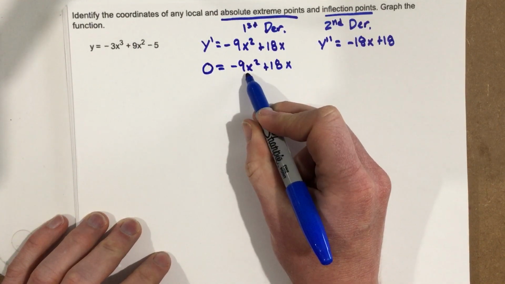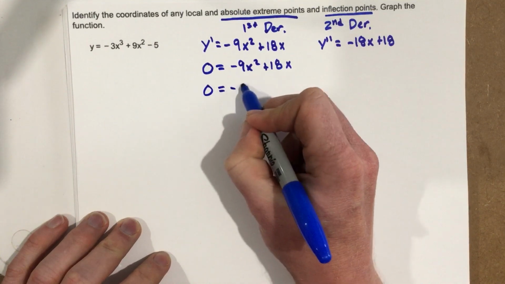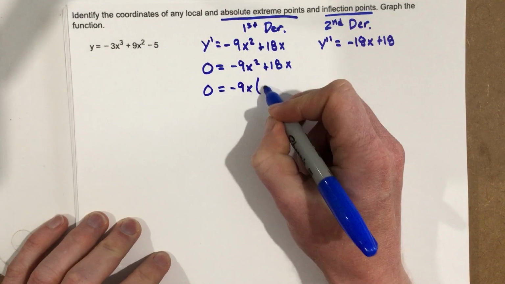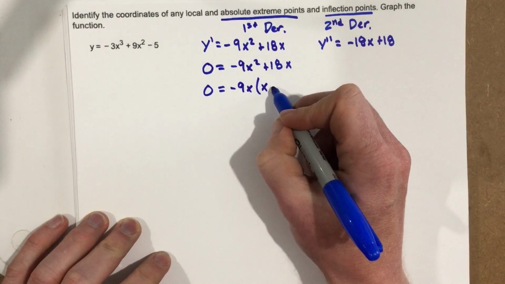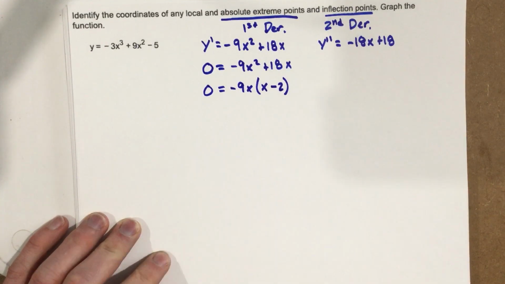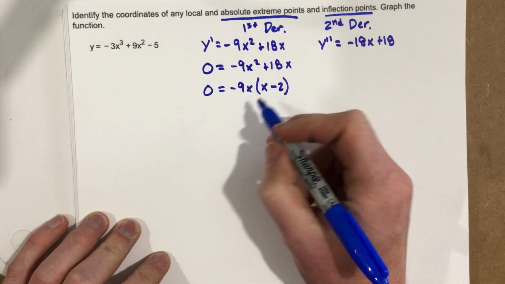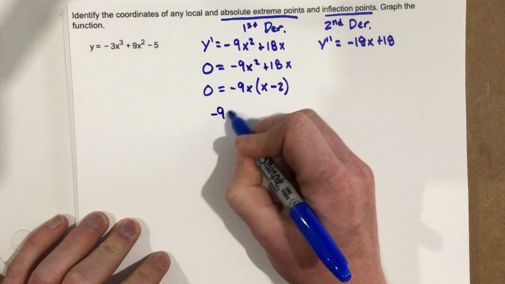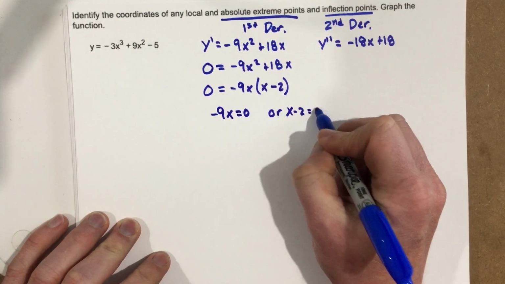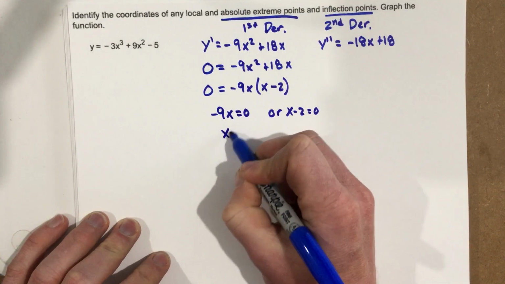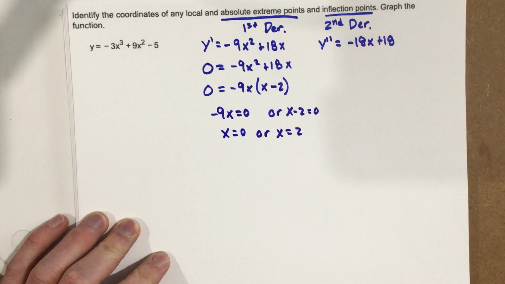Factor out an x, or actually I'm going to factor out negative 9x. So 0 equals negative 9x times x minus 2. So we end up with negative 9x equals 0, or x minus 2 equals 0. So we end up with x equals 0, or x equals 2.